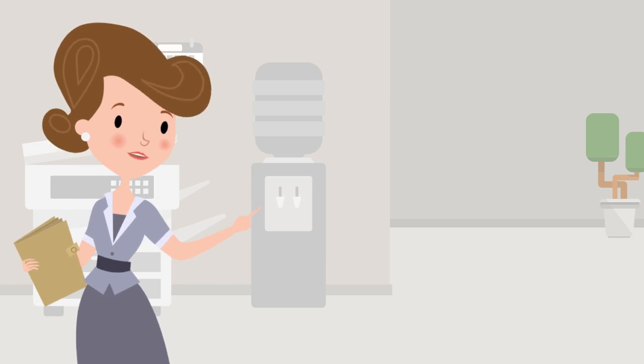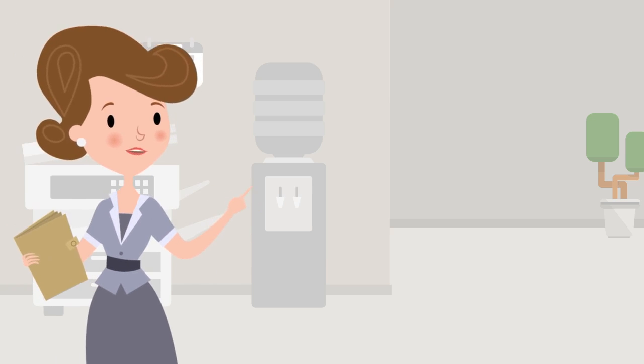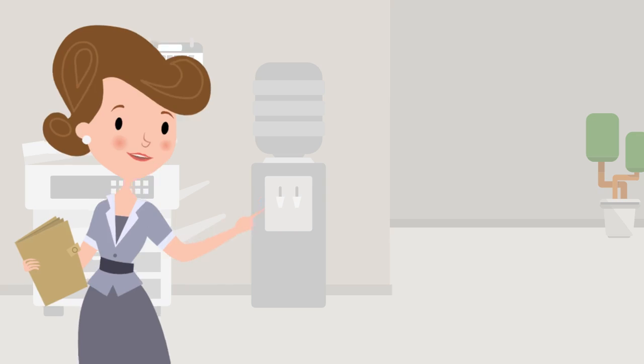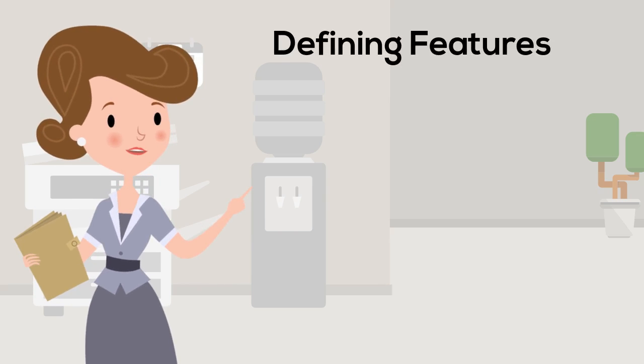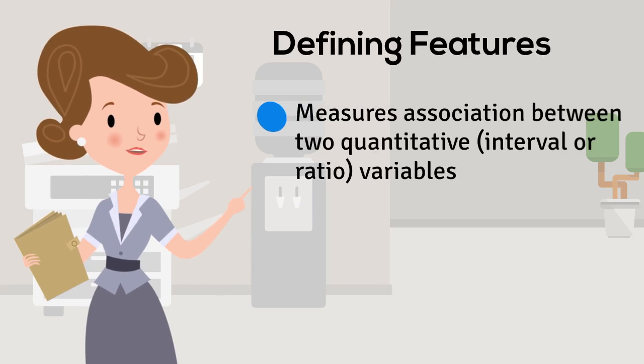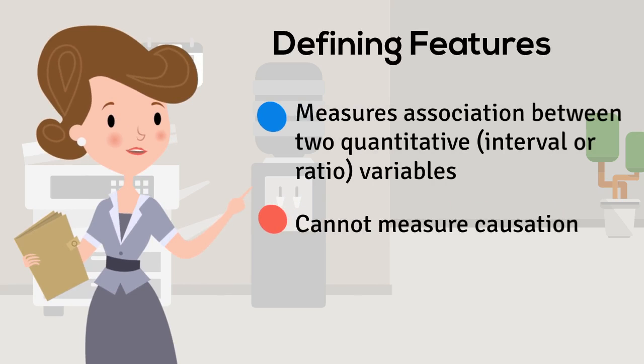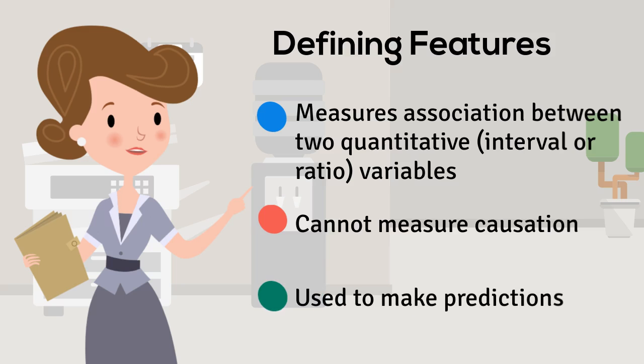Up to this point, we've talked about what correlation is. We've talked about the history of correlational studies. Now let's go over some defining features. Remember that correlation studies only measure the association between two quantitative variables. They cannot measure causation, and they are used to make predictions.